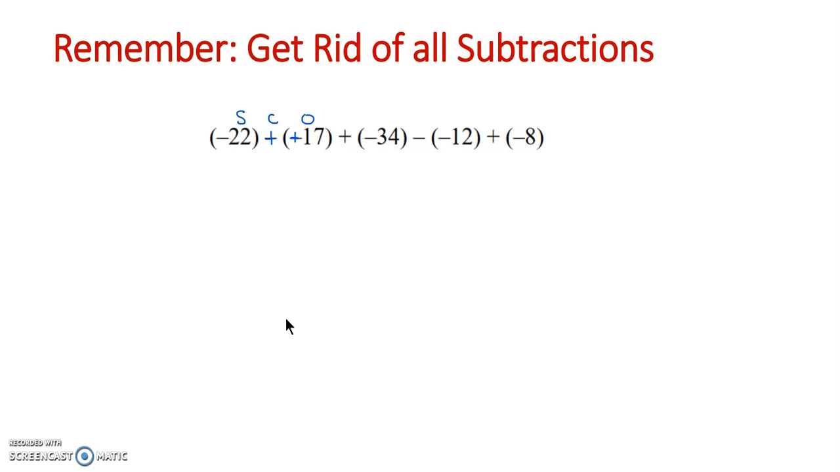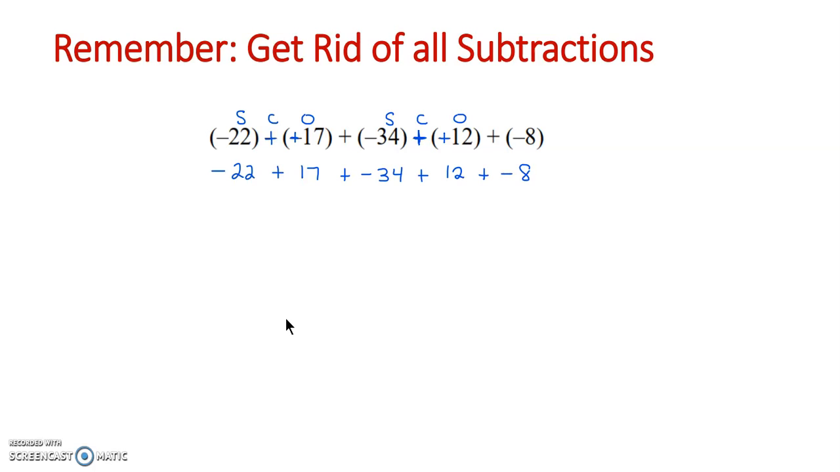The next one we have is right in the middle here. We have a -34 minus a -12. So we don't touch that -34, that's coming before the subtraction. We get rid of the subtraction first, making it adding, and then we change the -12 to a +12. So again, we do same change opposite there. Now we have new numbers, so we have -22 plus a +17 plus a -34 plus a +12 plus a -8.